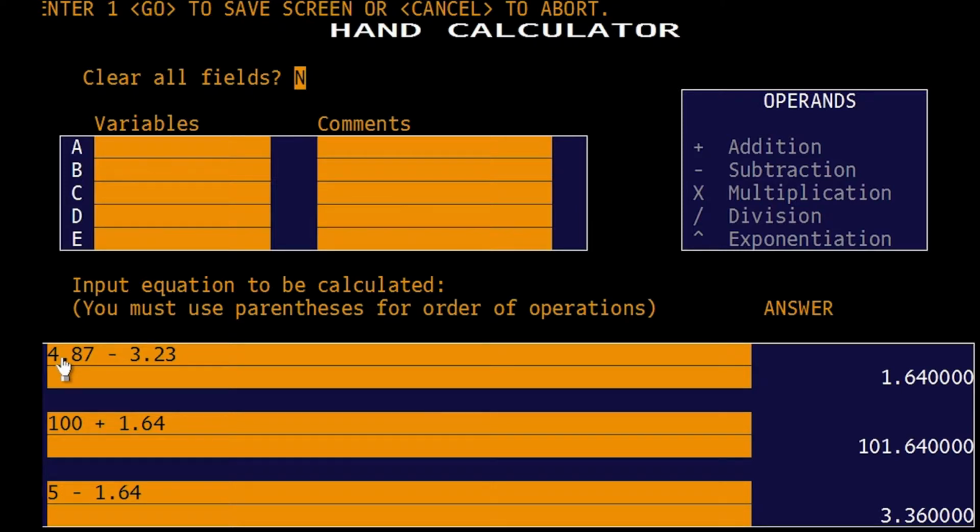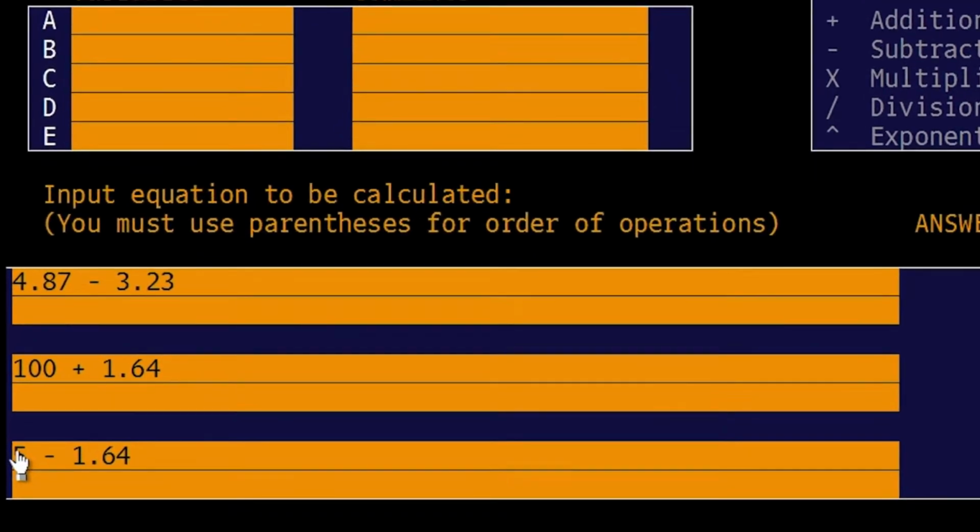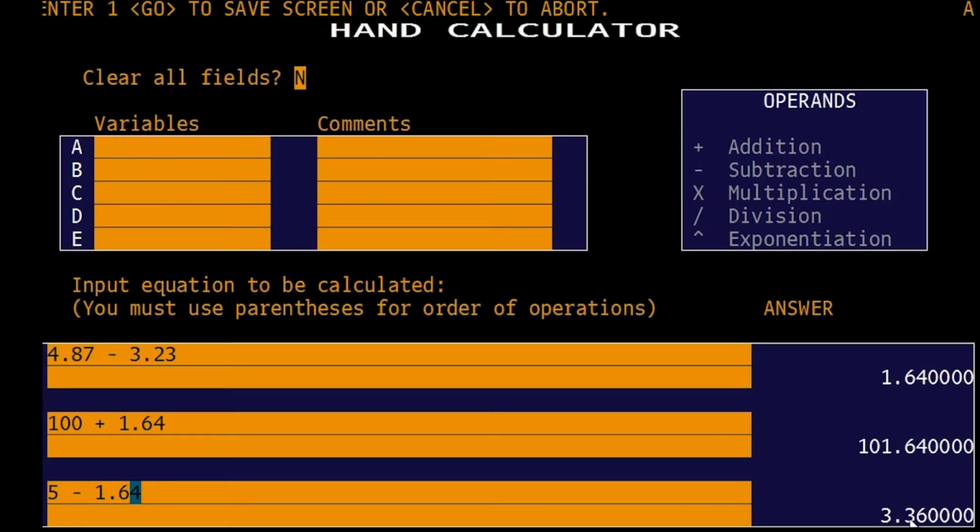There was my cost of 4.87 for the 100 strike call, 3.23 I received selling the 105 strike call, 1.64. Here's my break-even: 100 where the stock is now. It needs to rally the cost of my strategy, so 101.64 is my break-even. Here, the 5 represents the difference between strikes, the 105 to the 100 strike, minus the cost of my strategy. That's my maximum profit, 3.36.